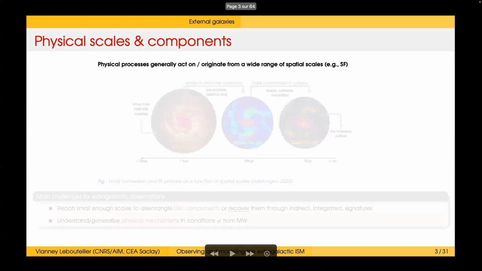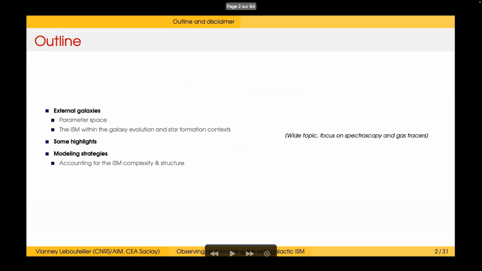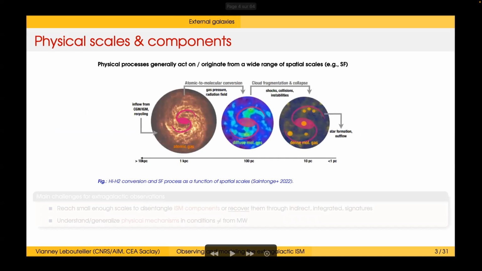So to get things started, physical processes such as star formation act on, or at least originate from, various spatial scales. And this is illustrated in this nice figure here, where you have the transition from the atomic gas to the diffuse molecular gas, and then the fragmentation and collapse that leads to the dense molecular gas, and then eventually to star formation. And you go from kiloparsec scales to less than parsec scales.